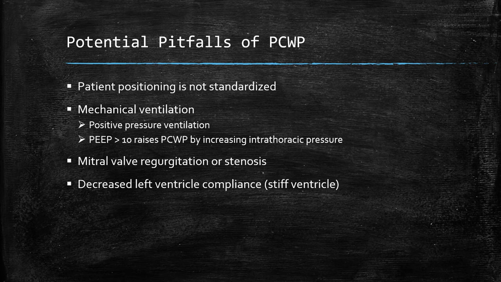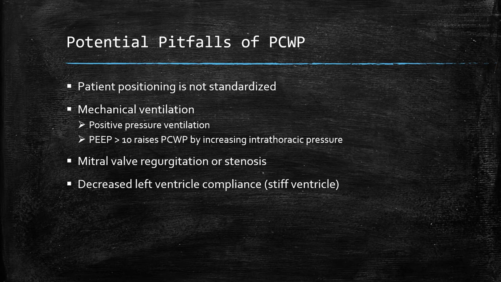We now know that the pulmonary capillary wedge pressure measurements are inaccurate and cannot be relied on to estimate left ventricular filling pressures or preload. There are many potential ways for the wedge pressure to be inaccurate. One basic problem is that patient positioning has never been standardized, and so measurements obtained in the supine, prone, head up, or head down positions will all be different.